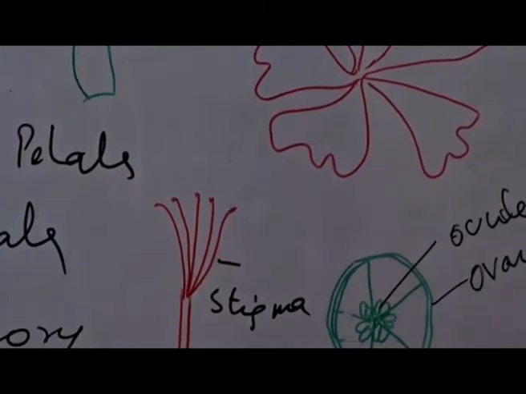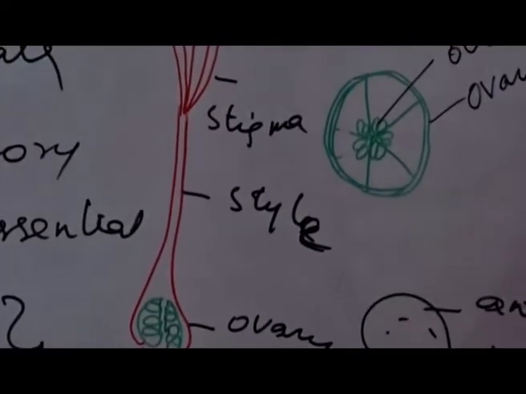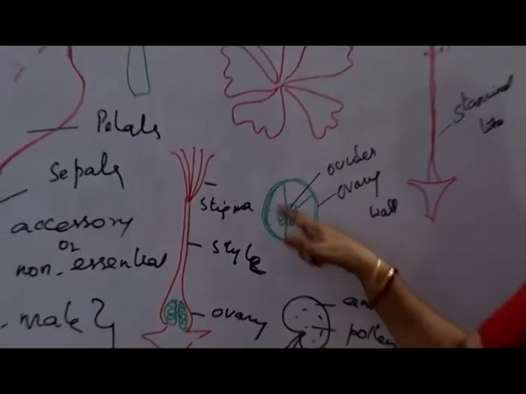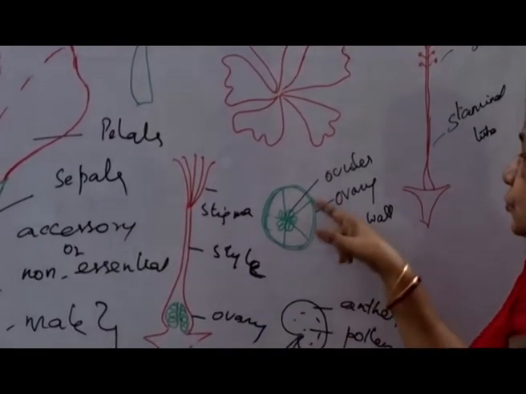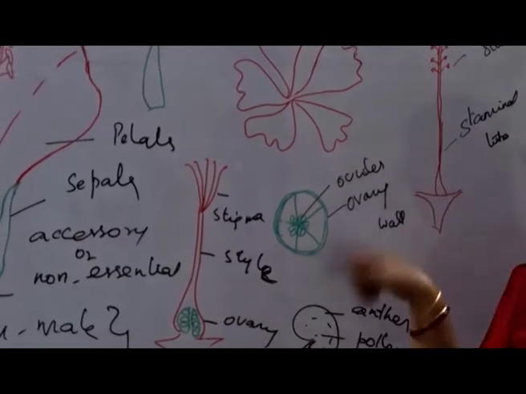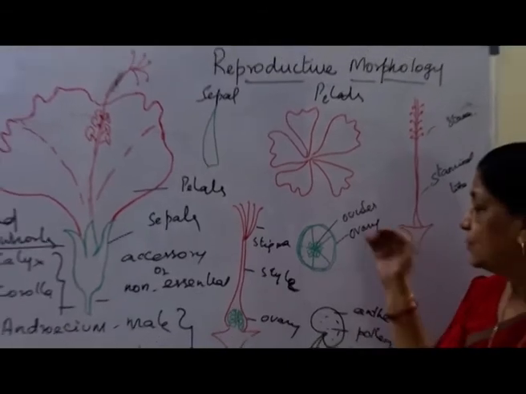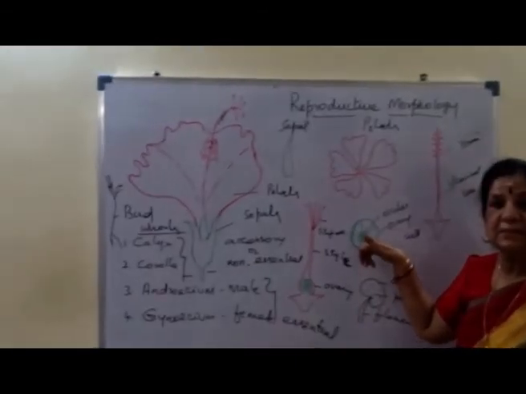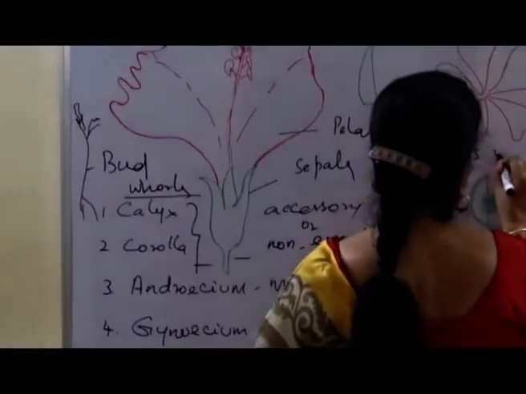So when the ladies finger is cut, we find a structure like this. There we find all the 5 chambers where the ovules are present. These ovules are transformed into seeds. So that is forming the internal structure of the ovary, like this TS of ovary.